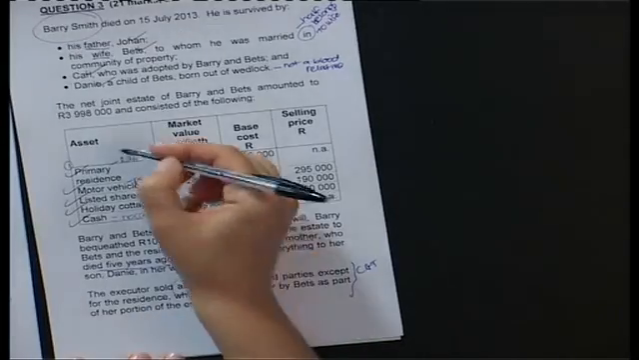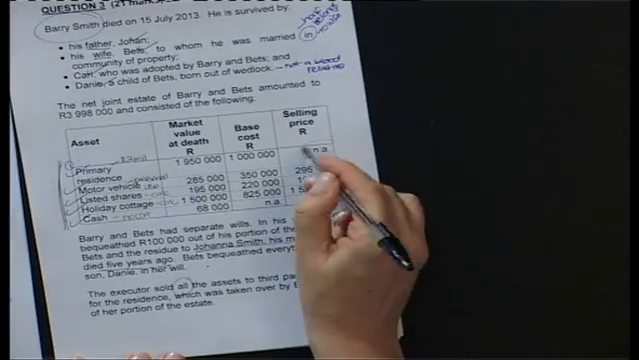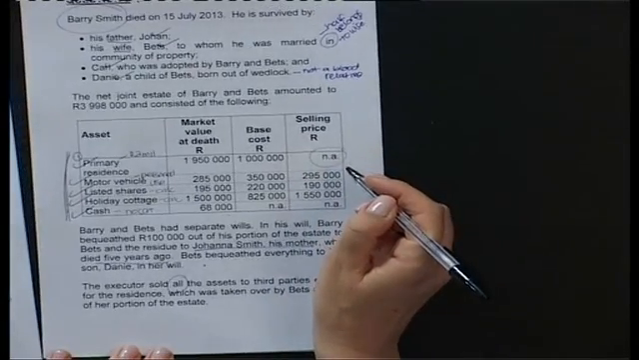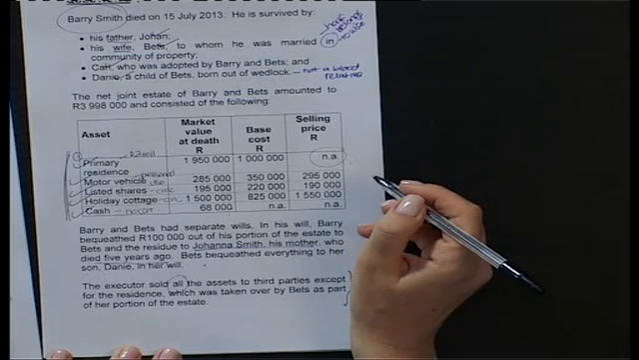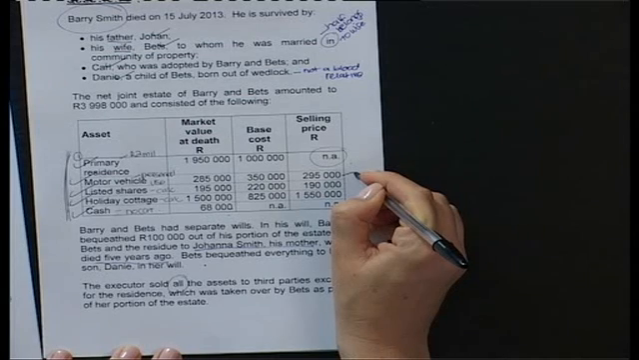Now we need to do part C. Part C dealt with the CGT for the estate. Anything that gets sold out of the estate by the executor is where there's going to be some CGT. We know that the executor sold all the assets to third parties except for the residence. You can see that's not applicable. The motor vehicle is also not applicable because that's still a personal use asset. There is no CGT there.